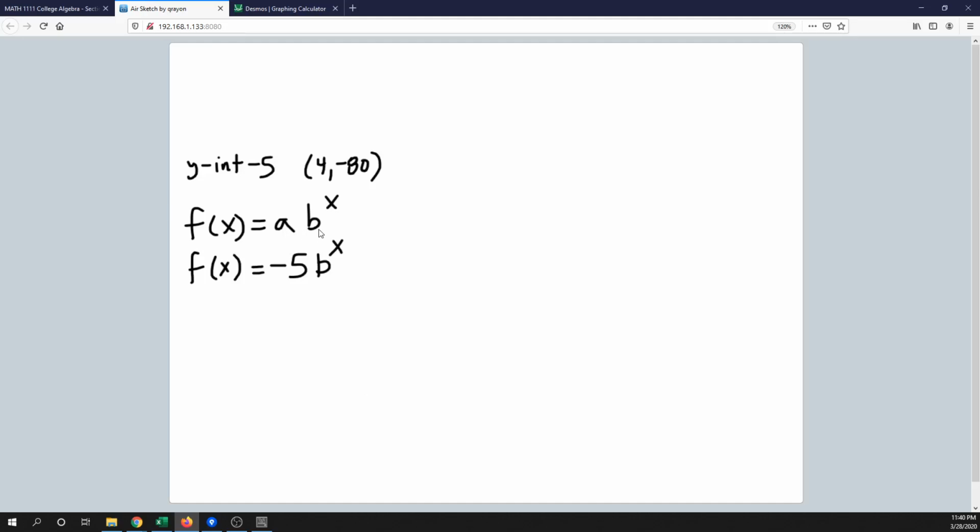All right, so we figured out what the a is. Now all we need to do is figure out what the b is, okay? So how do we do that? Well, what we would do is use this point, okay? So basically what this point says is, if this point is on the graph of this function, that means when I plug in a 4 for x, I am going to get negative 80. So that's exactly what I'm going to do. I'm going to plug in the 4 for x.